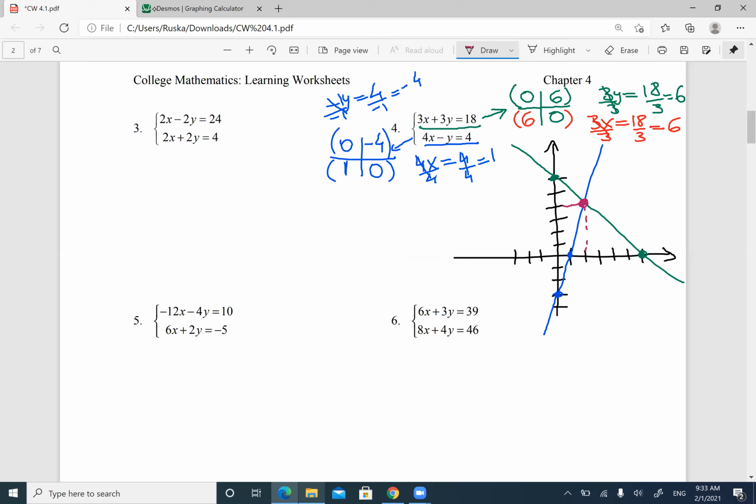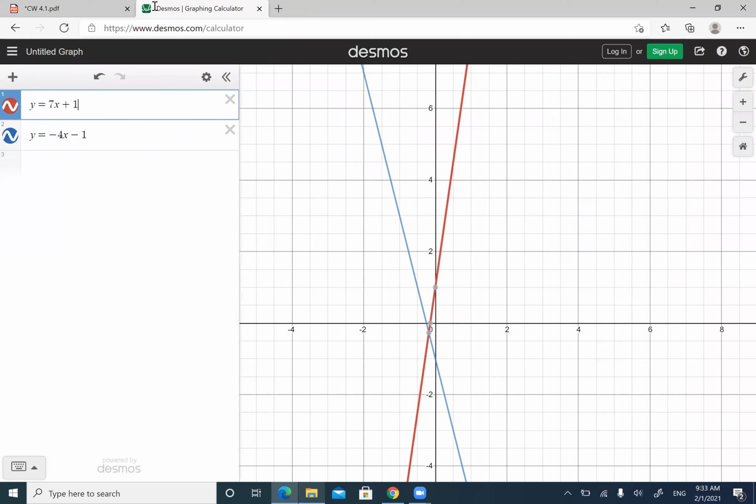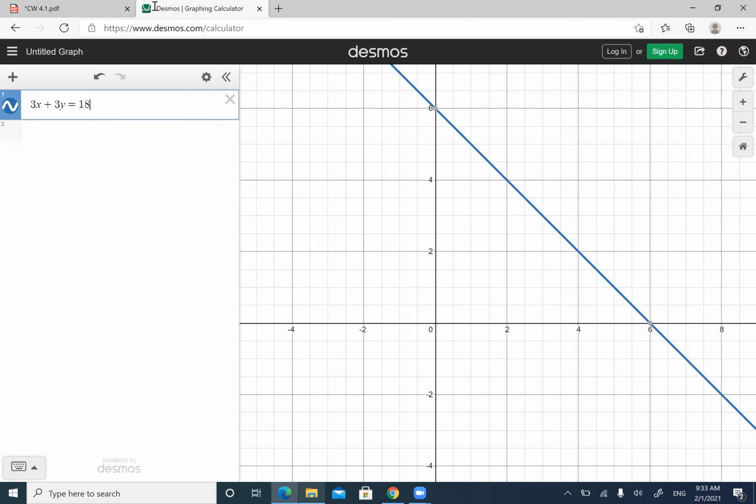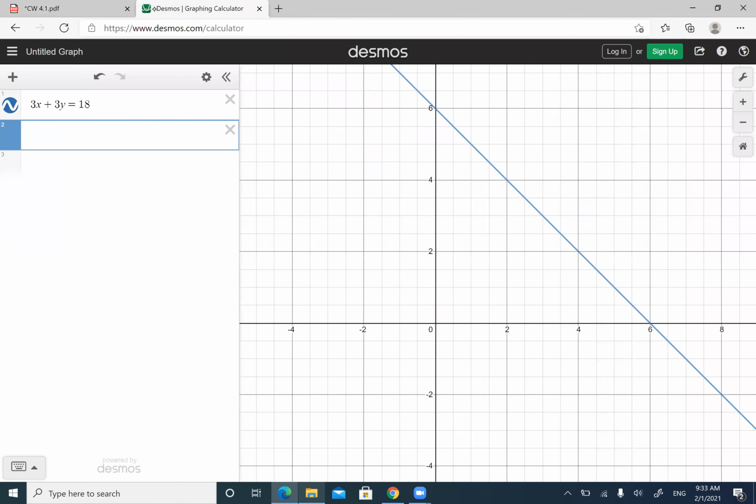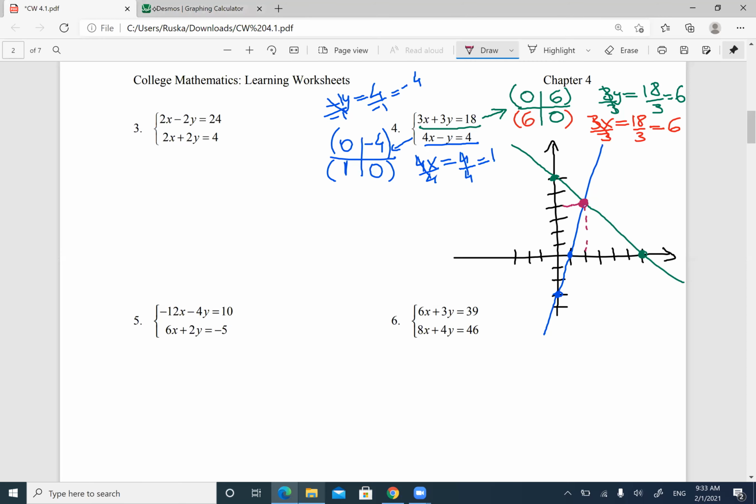But because I'm not graphing precisely, I want to double check with my graphing calculator. So 3x plus 3y equals 18. I'm going to just change that here, and you can just enter it the way it is. 3x plus 3y equals 18. That's my first one. And the second one was 4x minus y equals 4. 2 and 4, yeah. That's what we get, right? So the solution is 2 and 4.